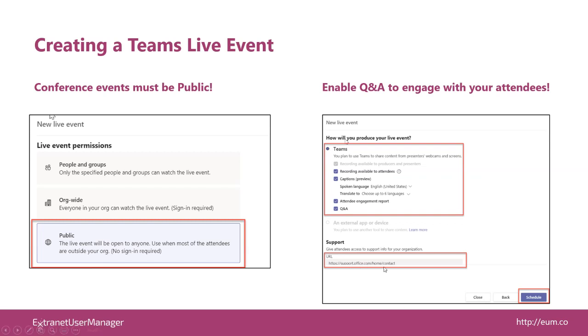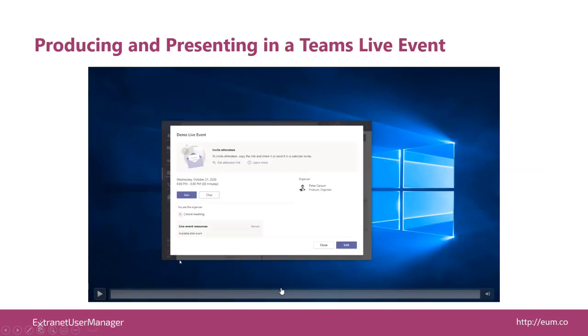You may want to set up your own support link in here. So if you've got a specific spot that you want to point people to say, hey, I'm having problems joining the event, where do I go? Maybe you've got a chat bot on your website or some other back channel that you want to take people to provide that support. You can put that in there as part of that as well. Then you go ahead and schedule the event.